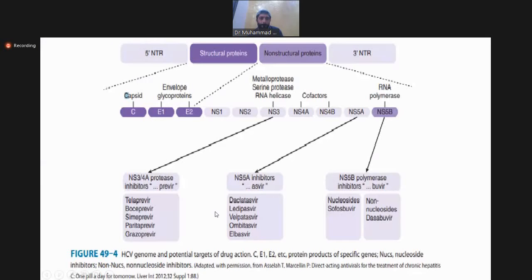virus. Basically, you inhibit either of these, it will cause the RNA polymerase. If you inhibit any of these, the end result will be that protein formation will stop, and the virus will die.